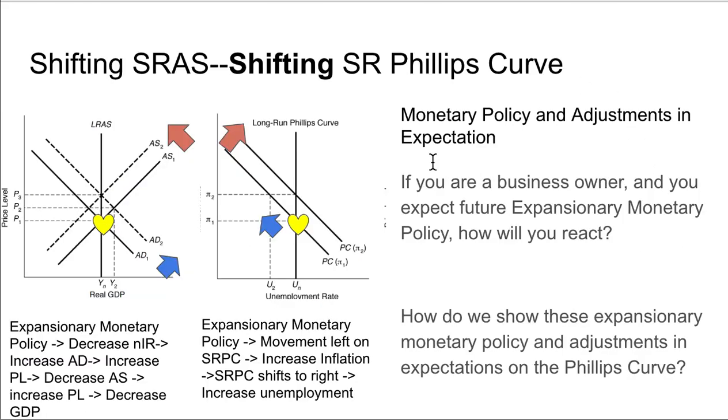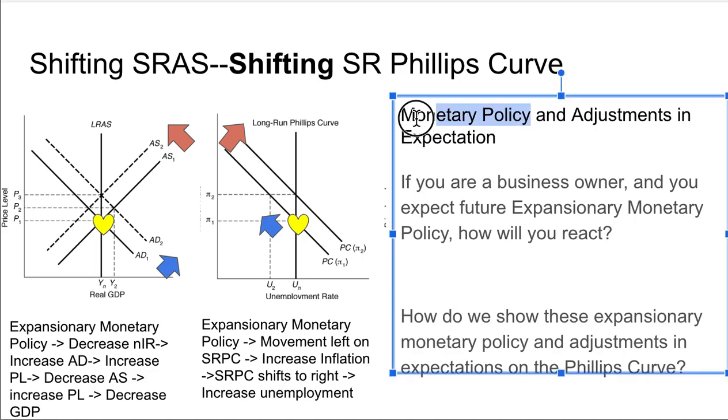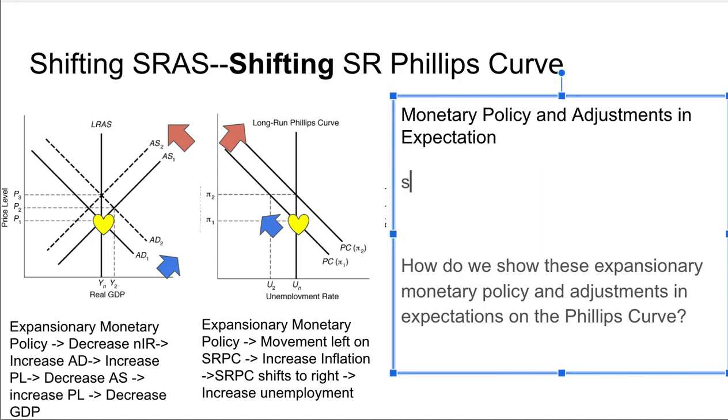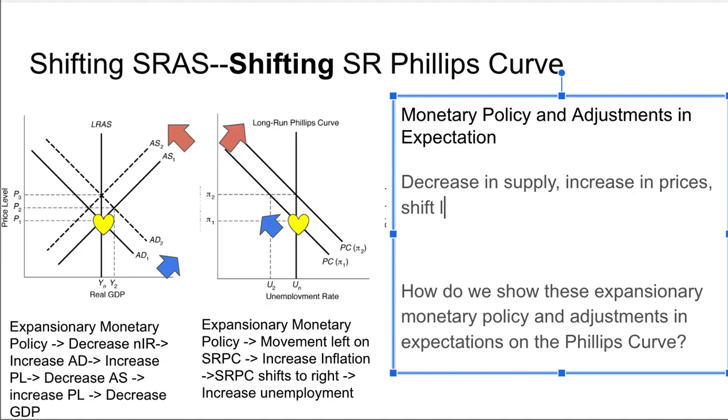Versus if we have a shift in aggregate demand, and as we talked about in the last video, if businesses expect that there's monetary policy that will cause inflation, you want to help your business. You don't want to be hit unexpectedly by higher input prices and higher wages. How will you react? You are probably going to decrease supply and increase prices, and this is going to shift our short-run aggregate supply to the left.